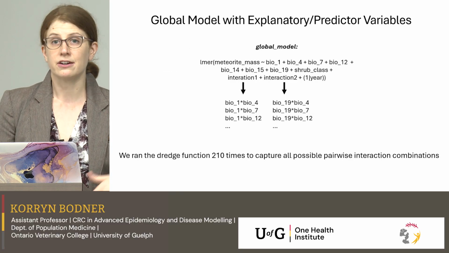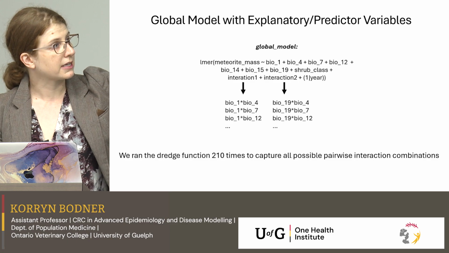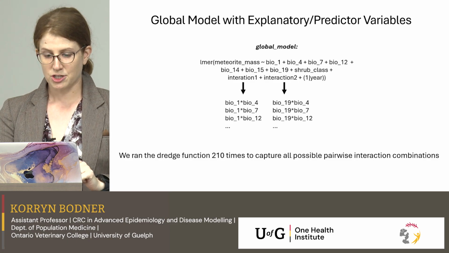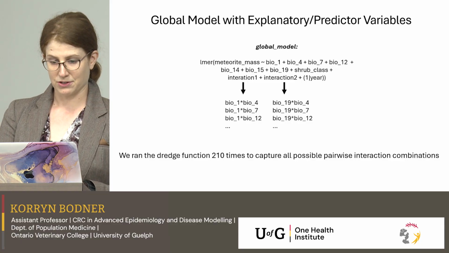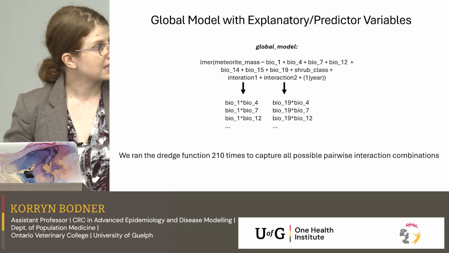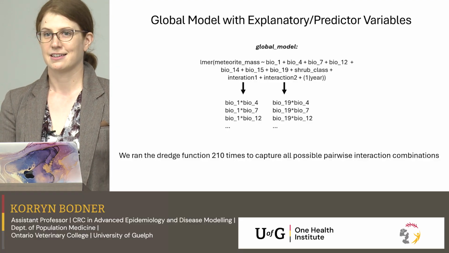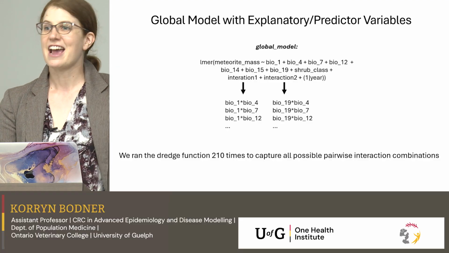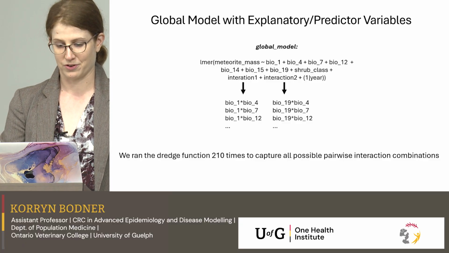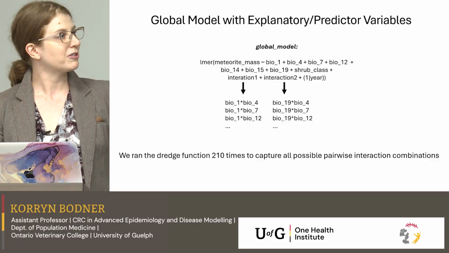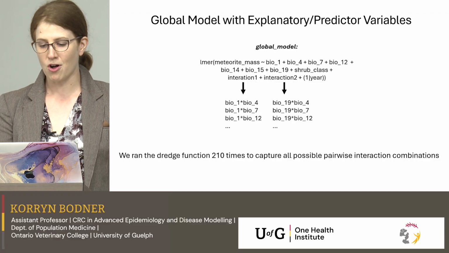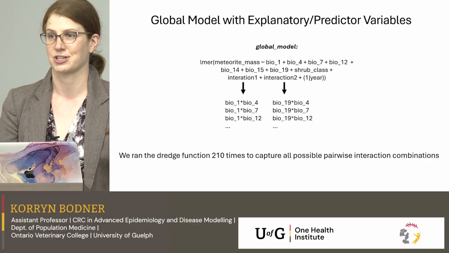Okay, and so here is the global model that we ended up putting in. You can see the WorldClim and you can see our MODIS land cover. And on top of it, you may notice that we also have 2 interactions. Now, we wanted to make sure that these interactions were not cherry-picked. And so essentially we did every single combination of the interactions and reran Dredge over and over and over again. So really, we reran the Dredge function 210 times to capture all possible pairwise interactions.